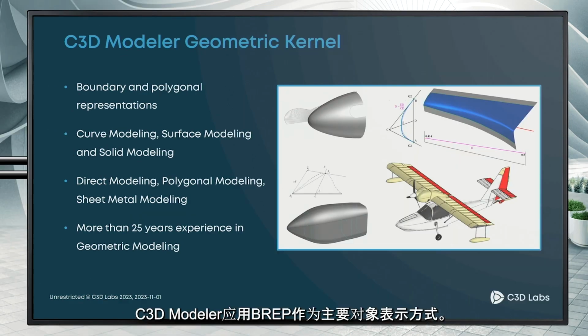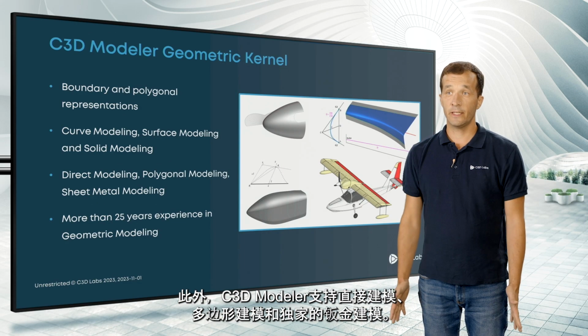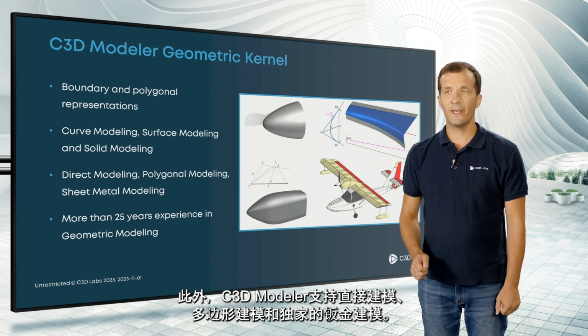The C3D Modeler uses a boundary representation as a primary representation of the modeled object. At the same time, a polygonal representation is actively developing in our kernel. The base of the C3D Modeler kernel is methods of curve modeling, surface modeling, and solid modeling. In addition, C3D Modeler provides direct modeling, polygonal modeling, and unique sheet metal modeling capabilities.